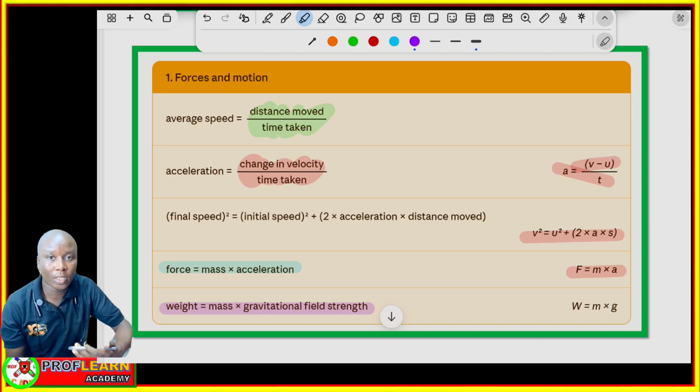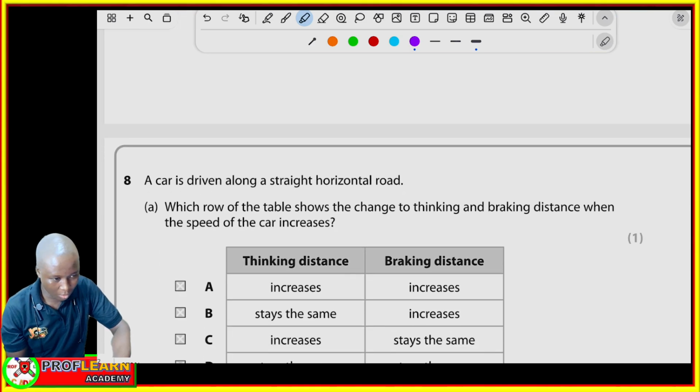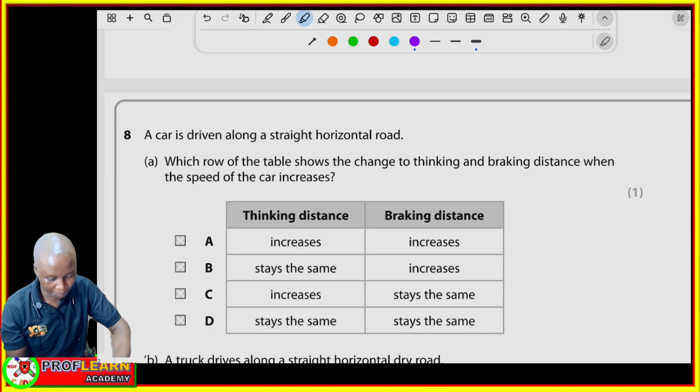Now let's look at what kind of questions have been asked in previous years and how you are supposed to approach them in such a scenario.